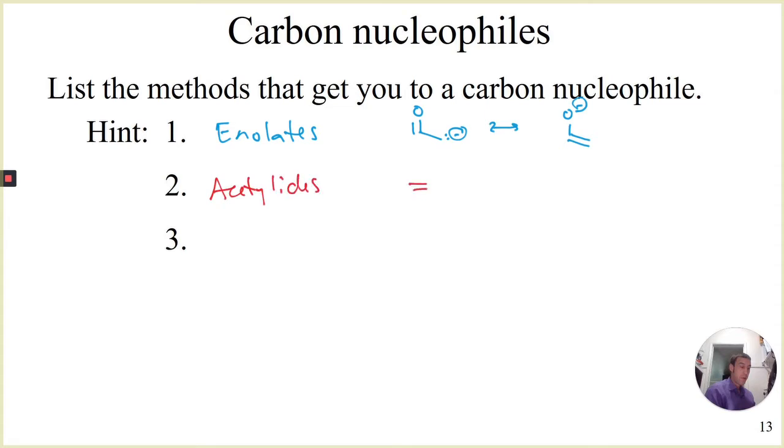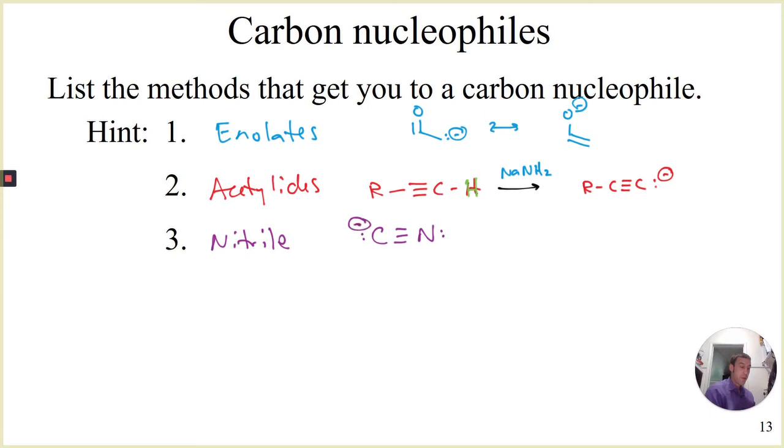acetylides, where you take an acetylene with some kind of R group, that hydrogen has some acidity so that when spiked in the presence of a nice strong base like sodium amide, that base can come through, remove the hydrogen, and that would also get us that carbon nucleophile through an acid-base reaction. Another one that you may have thought of, and I'm sure there might be a few others, nitriles. The cyano group has a negative carbon.